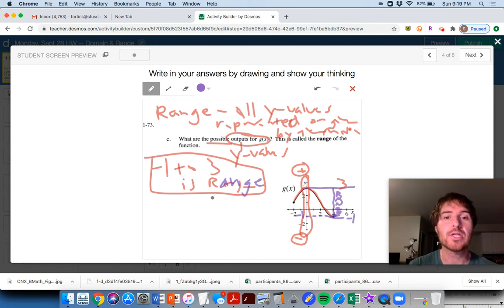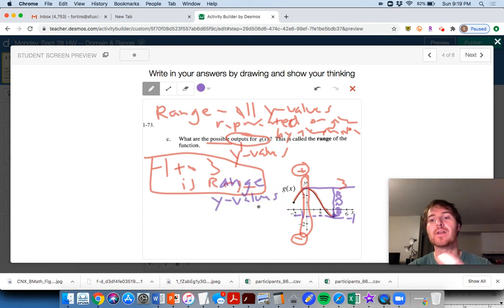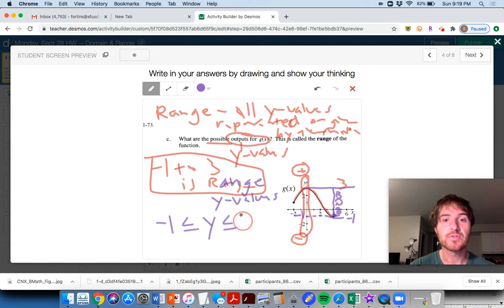But anyways, remember, range are the y values or outputs of a function that are given by the function. What are all the y values that we have? So we can actually write this answer. And a nice clean way, when you're talking about range, is to write -1 is less than or equal to y is less than or equal to 3.